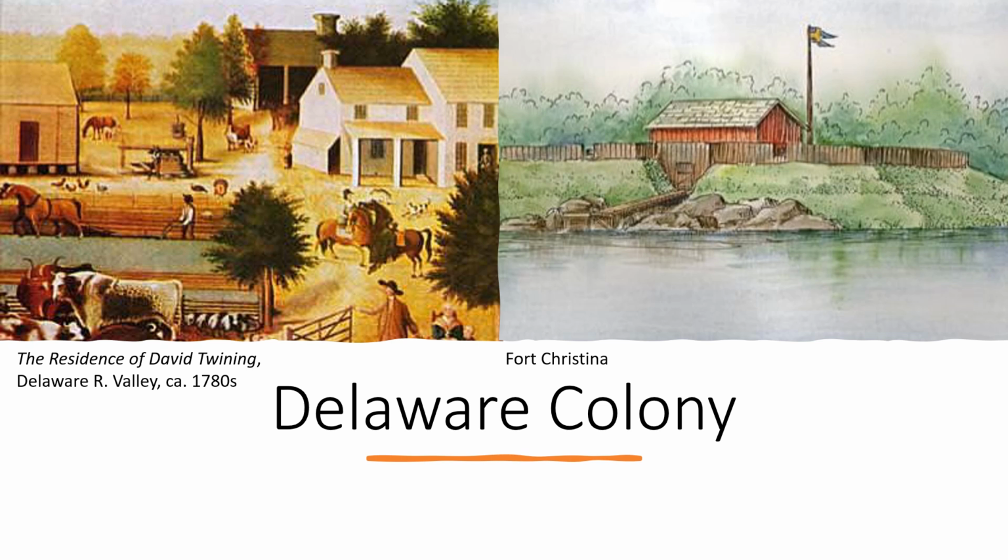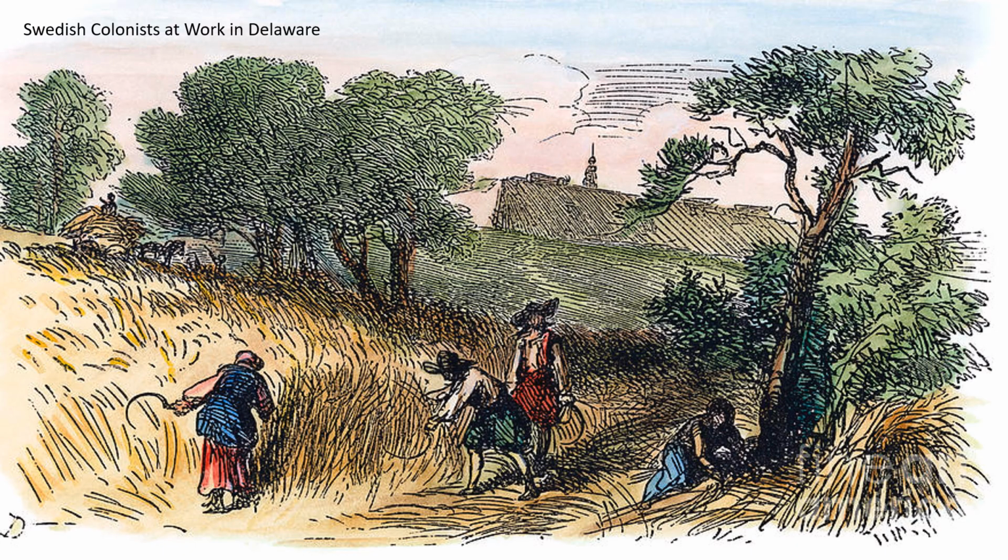Delaware had slavery and plantations, but as you move further away from the coast, you start to see more small farms that are engaging in food crop agriculture. This is an engraving of Swedish colonists at work harvesting wheat near Fort Christina. Delaware had both food crop agriculture and cash crop agriculture, in which enslaved people provided the labor.